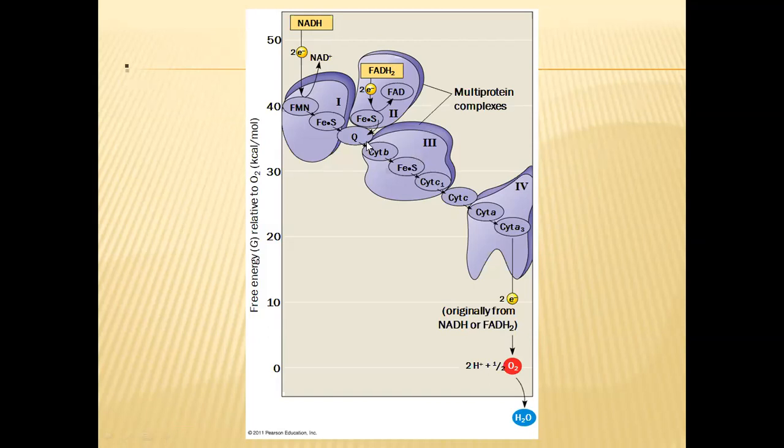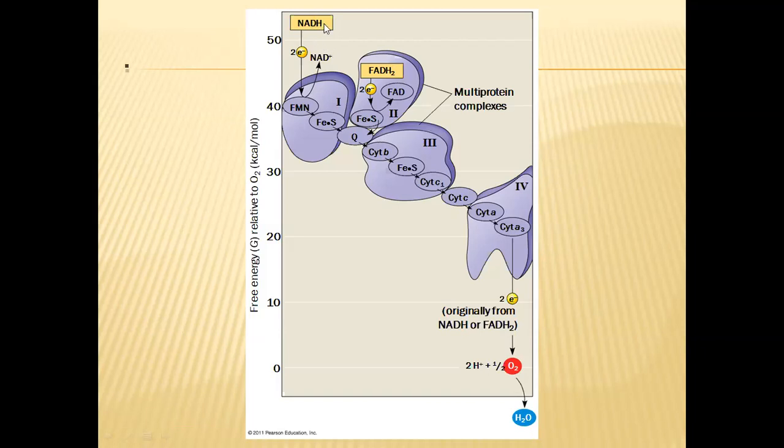And ubiquinone is connecting these two, complex 1 and complex 2, with complex 3. And complex 3 is linked to complex 4, cytochrome C. So this is the structure of the electron transport chain. Here, let's see what's happening in the electron transport chain as the electrons are transported over this chain.